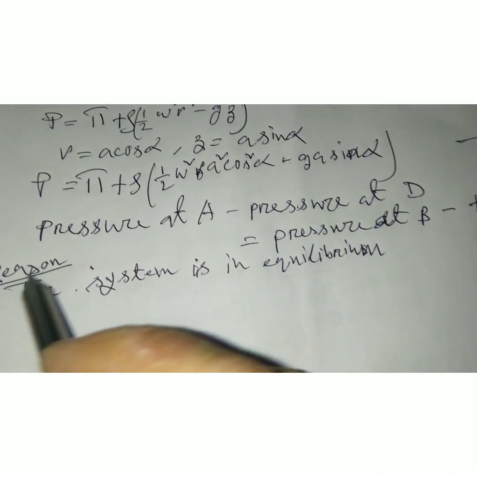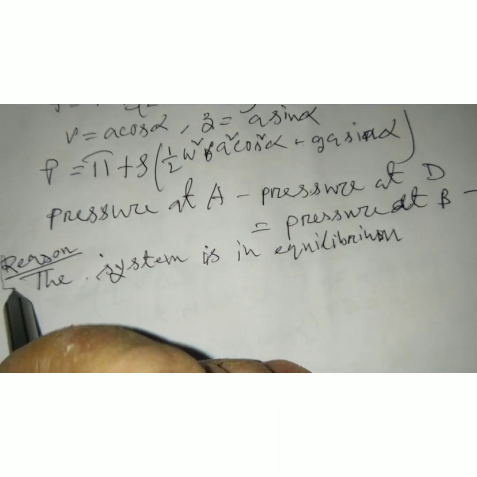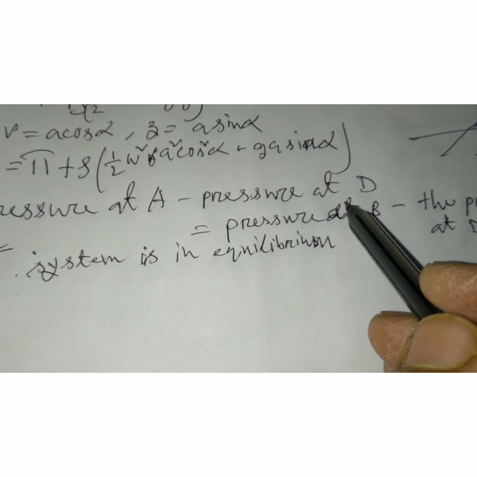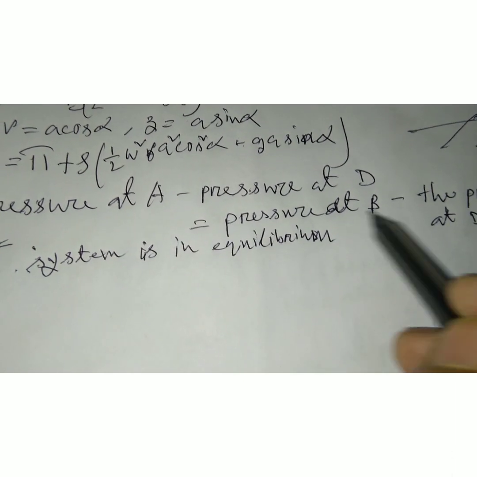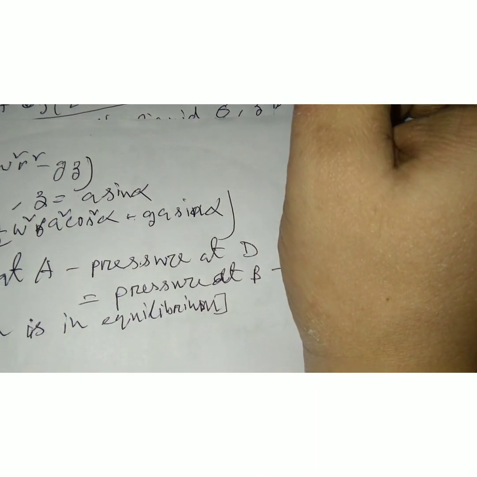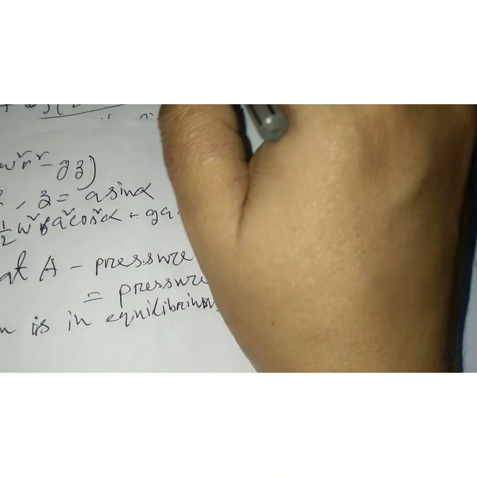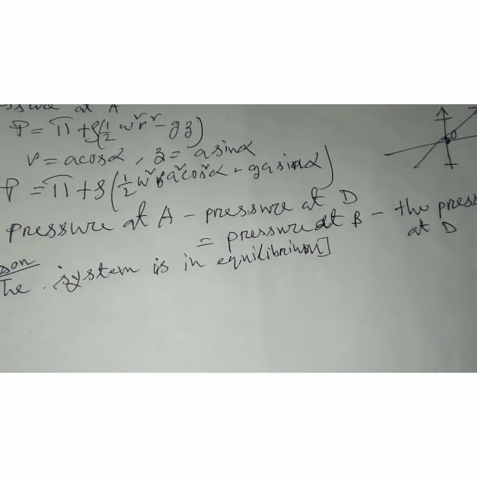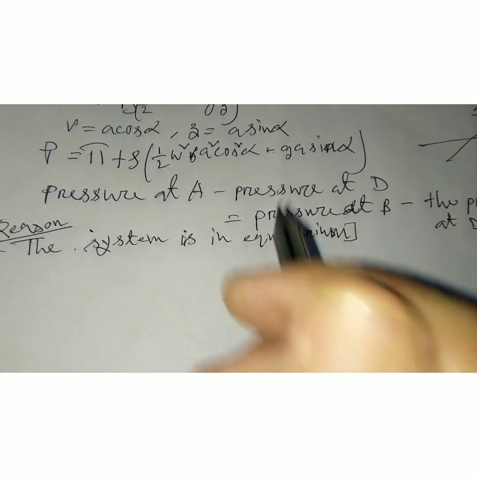Okay, remember this, friends. Why is this the condition? Because the system is in equilibrium. That's why the pressure at A minus the pressure at D is equal to the pressure at B minus the pressure at D. The difference between D and B and between A and D are equal. That's why it is in the equilibrium condition.